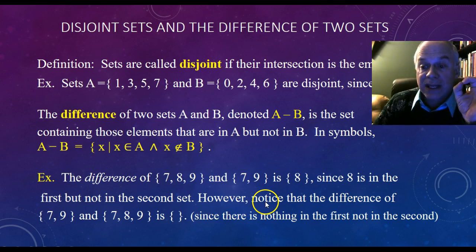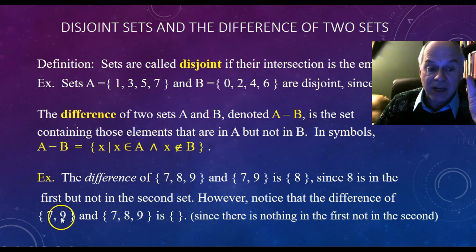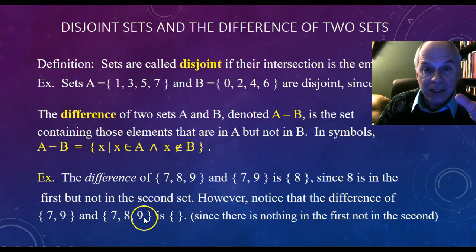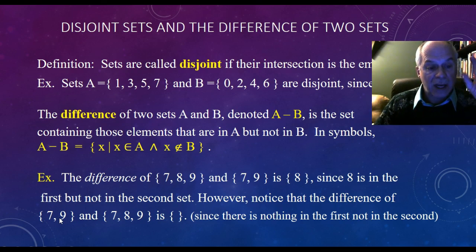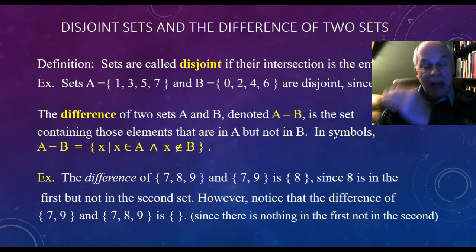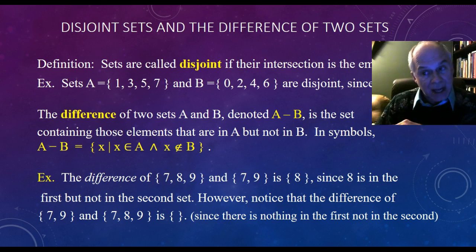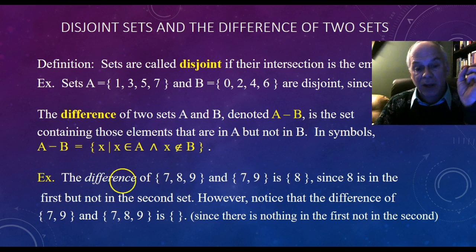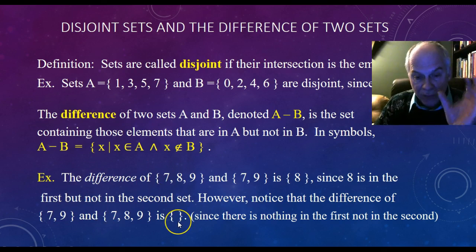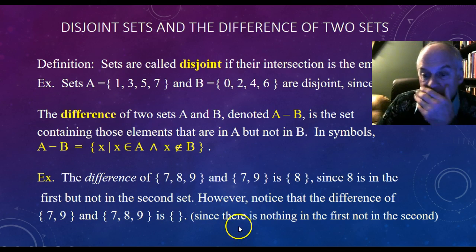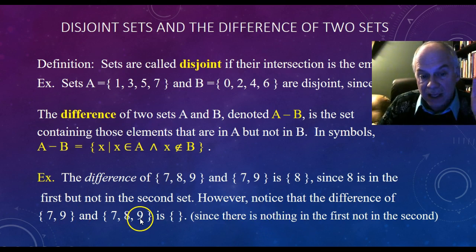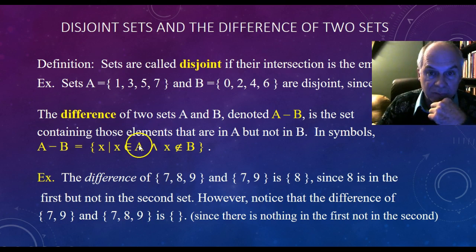However, notice that the difference of {7, 9} and {7, 8, 9} is the empty set. Because if you have the set {7, 9}, and you take away from that the set {7, 8, 9}, you're taking away the 7 and the 9, so you end up with nothing. You end up with the empty set, since there's nothing in the first set that is not in the second set.